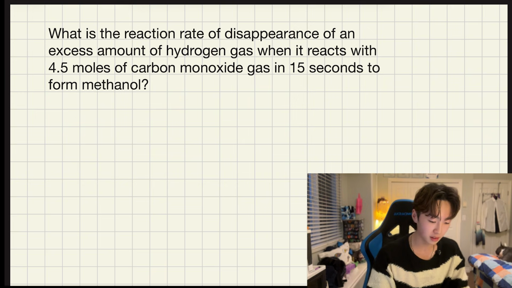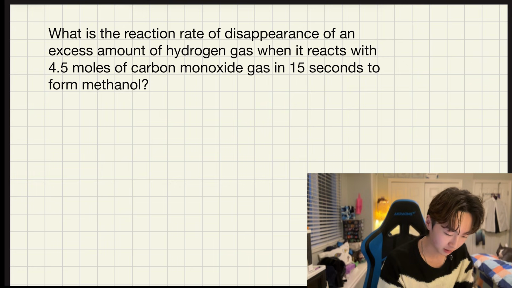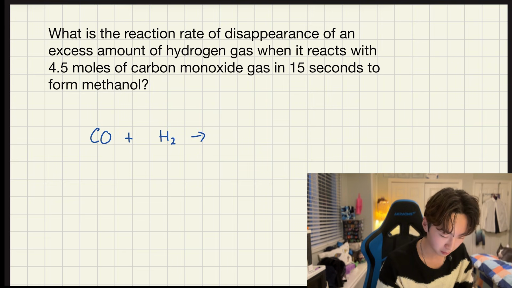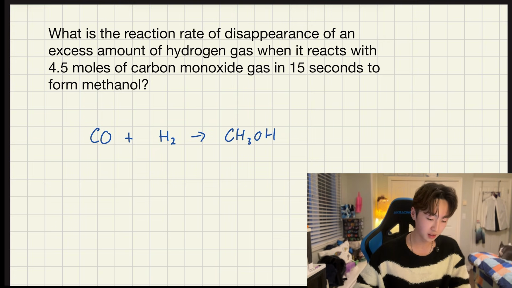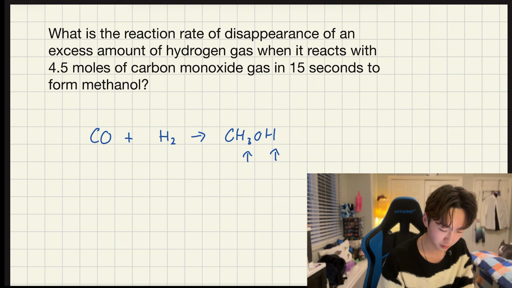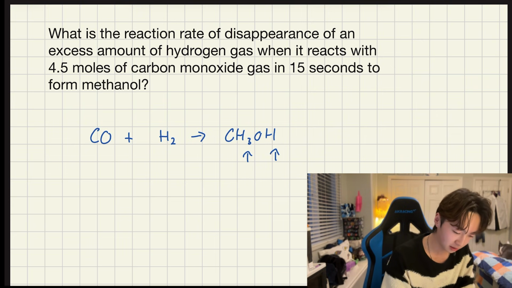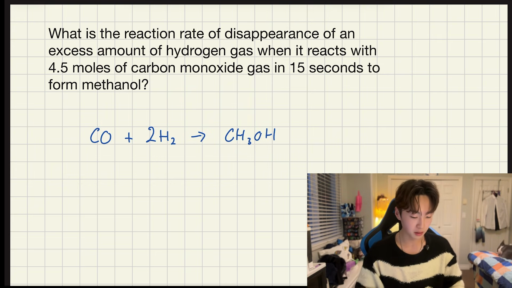So the first thing we should do is to always write the balanced equation. It says that we're reacting carbon monoxide, so that's CO, and hydrogen gas, H2, to form methanol. So that's CH3OH. Looking at this, we have 4 hydrogens on the right side, so 3 and 1, that's 4. And on the left side we only have 2. So to balance this, we need to put a coefficient of 2 in front of the H2, and then we should be good to go.